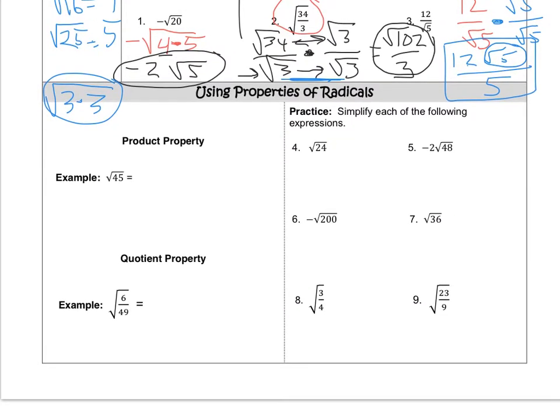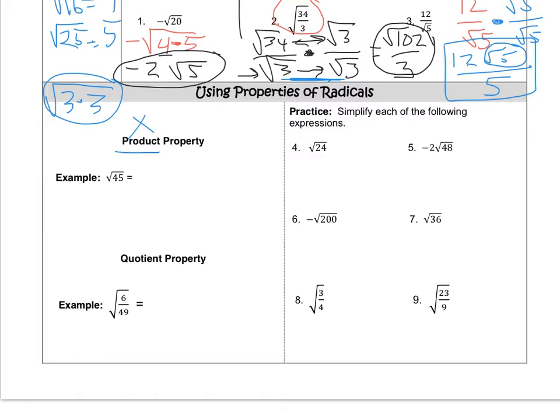Okay, a couple properties here. The product property. Remember what product means. Product means to multiply. So we have the example here, the square root of 45. Let's think of some factors of 45. There are several factors of 45, but again, remember, you want to try to find perfect square factors. For instance, I know that 15 and 3 are factors of 45, but neither one of those numbers is a perfect square number. But how about 9 times 5? And why is 9 helpful?